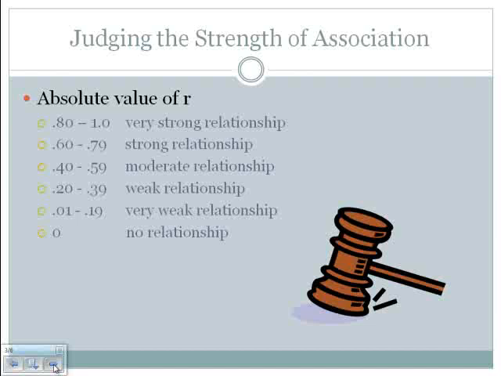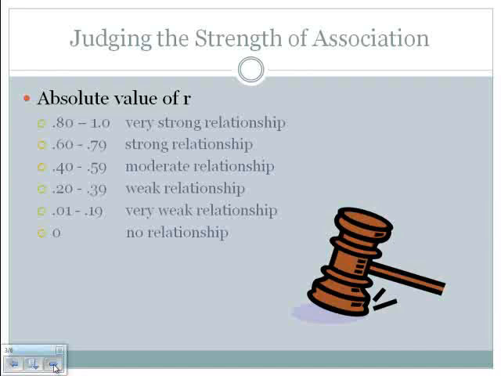So this came from an author from a textbook that I've used for several years, and it's just some words that you can put with the actual value of the absolute value of R. Anything from 0.8 up to 1.0 is considered a very strong relationship. 0.6 to 0.79 is considered a strong relationship. 0.4 to 0.59, a moderate relationship. 0.2 to 0.39, a weak relationship. 0.01 to 0.19, a very weak relationship. And R of 0 is no relationship.